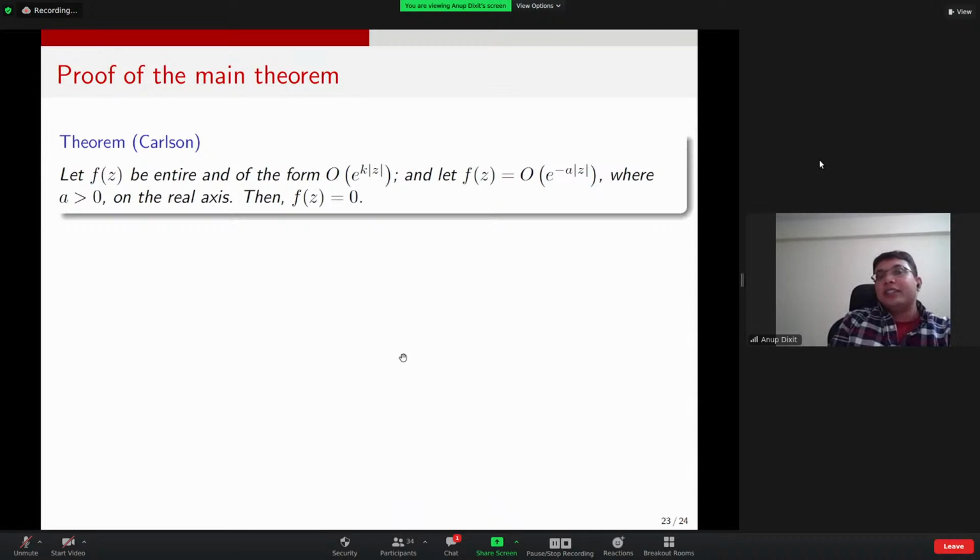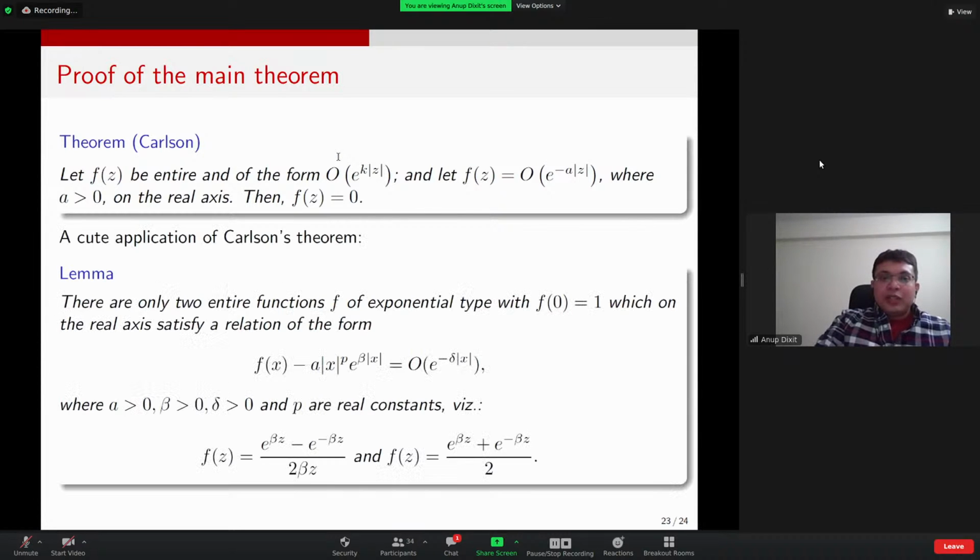So Carlson's theorem tells us that if you have an entire function of exponential type, that means it is bounded by e to the k absolute value of z, and suppose we know that f has exponential decay on the whole real line, whether you go on the right hand side or the left hand side, then it must be 0. So any entire function cannot have exponential decay in both directions on the real line. This is an application again of the Phragmén-Lindelöf theorem.